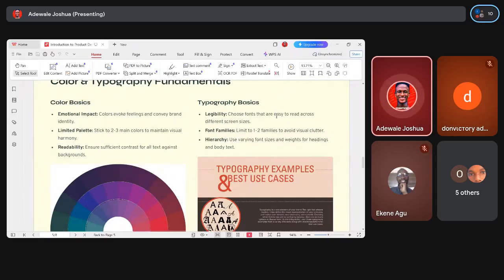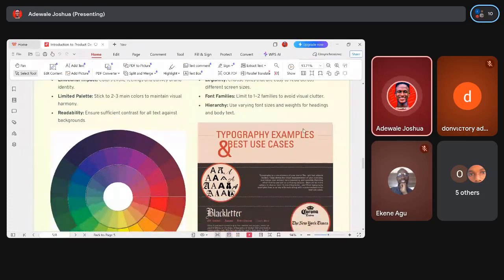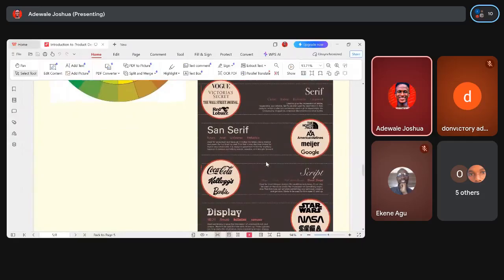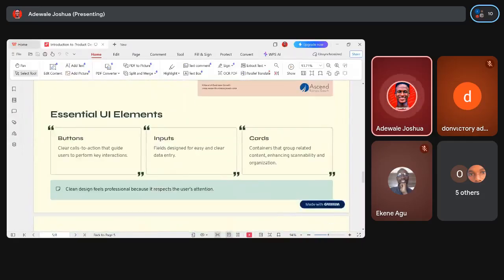Then typographical basics. There should be legibility, your font families, your hierarchy. You should know when to use your sans serif. You should know when to use your serif. You should know how to combine both together, and you should arrange them to be in order. Then with these, you all are good to go as designers.